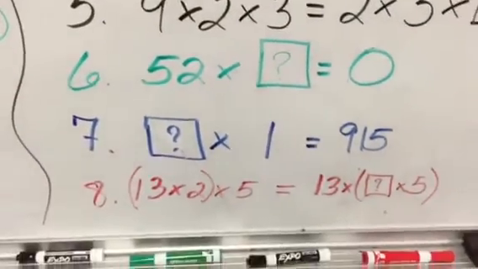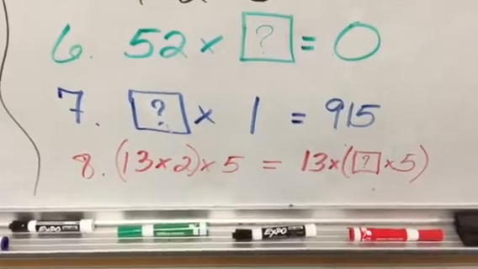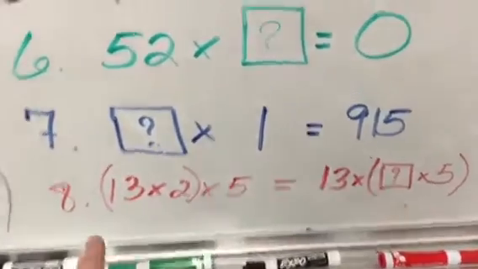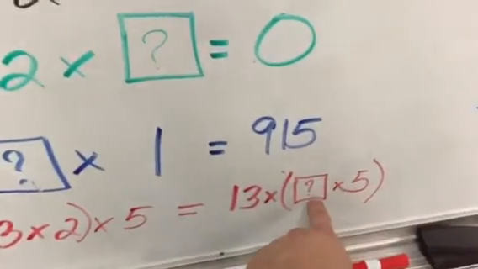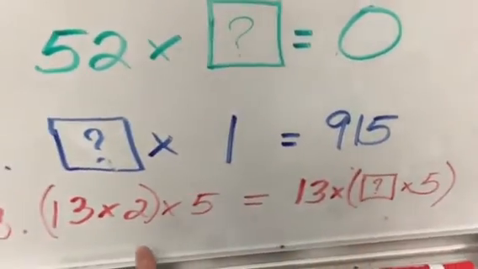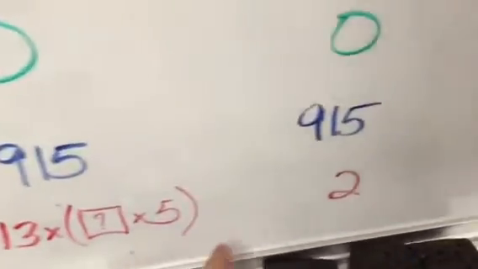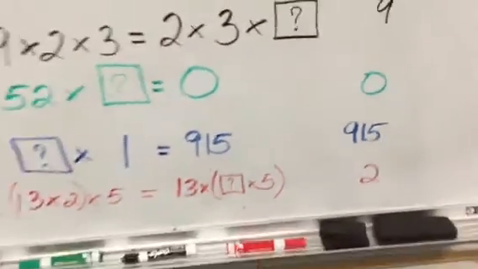And the final one, 13 times 2 times 5 equals 13 times blank times 5. Well, all the numbers are still in the same order, right? There's just a blank here. So that blank would be whatever is in that same spot right there, and it's a 2. So my answer is 2.